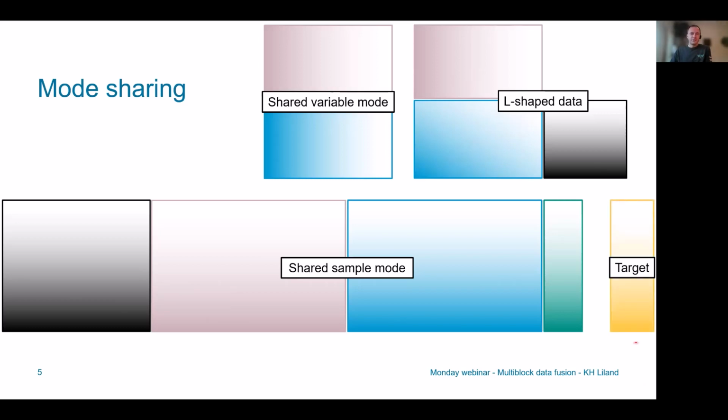And finally, of course, there might be a target in here. So that would be our response or our reference measurements that are connected to our samples. So typically there will be spectroscopic data and metadata on the left-hand side, and then something chemical or other target variables over here. Could be both continuous and categorical stuff over here.